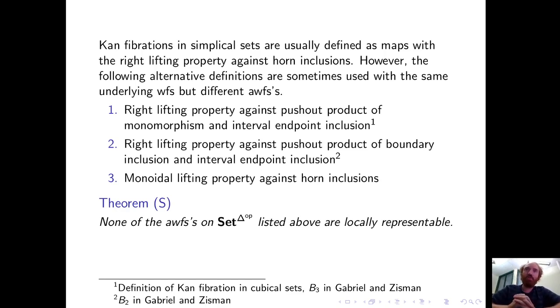So in simplicial sets, there are various ways to define Kan fibrations. You can define them as having the right lifting property against horn inclusions, but there are several other ways which do come up in homotopical algebra. For example, we can take the cubical set definition and just apply it to simplicial sets. Or we can say right lifting property against the pushout product of boundary inclusion and interval endpoint inclusion. Or we can say monoidal lifting property against horn inclusion. These all turn up in homotopical algebra, so I put the references in Gabriel and Zisman here in the footnote. They all have the same underlying weak factorization system, but they give different structures, so they give different algebraic weak factorization systems. And none of these three are locally representable.